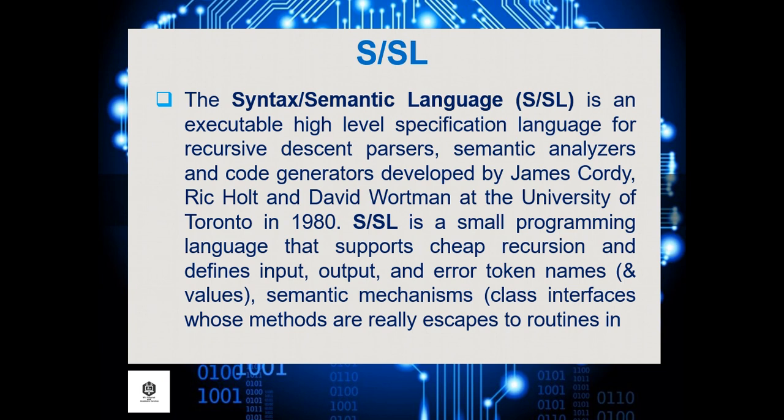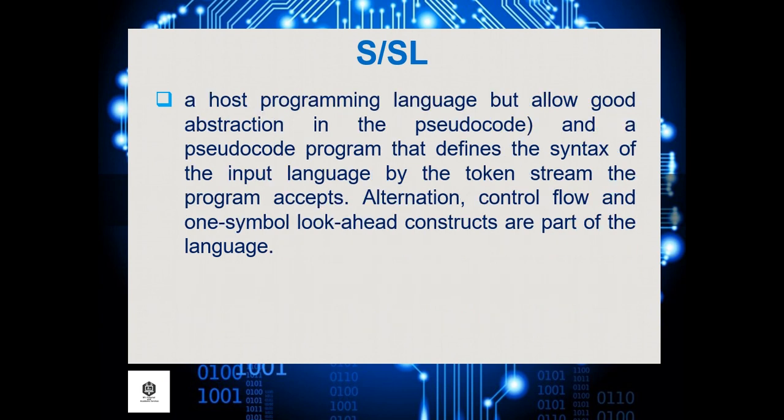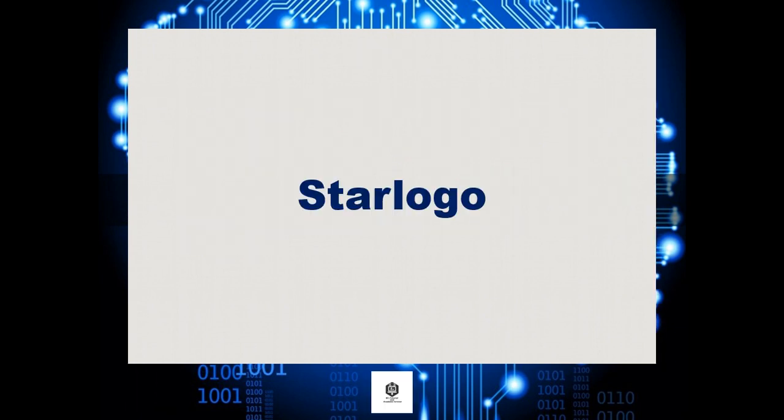SSL is a small programming language that supports cheap recursion and defines input, output, and error token names and values. Semantic mechanisms are class interfaces whose methods are really escapes to routines in a host programming language but allow good abstraction in the pseudocode, and a pseudocode program defines the syntax of the input language by the token stream the program accepts. Alternation, control flow, and one-symbol lookahead constructs are part of the language.